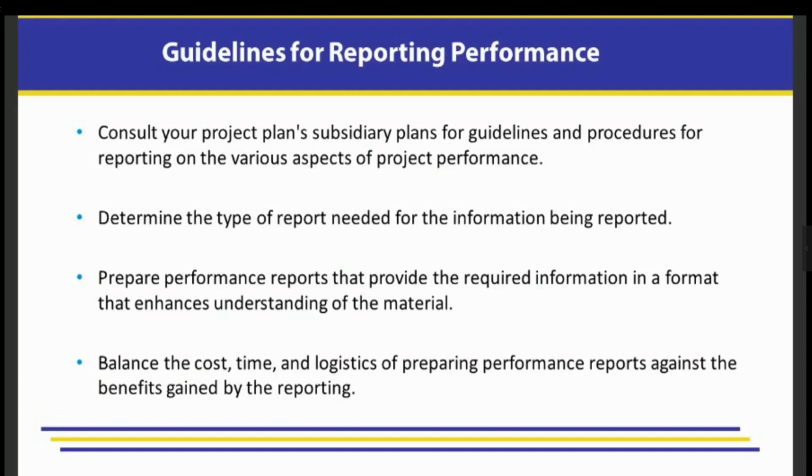So we want to make sure that we are flowing nicely with those other subsidiary plans. So that's one thing that we can look to. Determine the type of report needed and the information being reported. So remember, in the communication plan, I said ask. Just ask people, what do you need in order to do your job? Ask your sponsor, ask your team members, ask your customers, ask these people what they need, and this will help you make sure that you tailor that report to give people what they need.